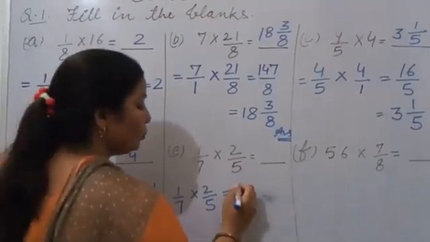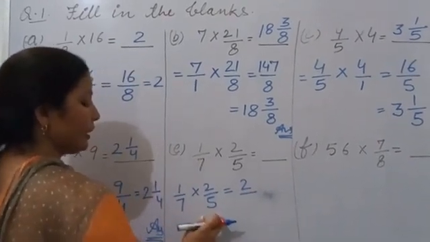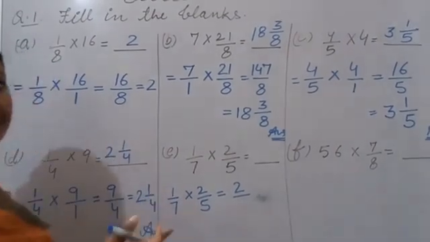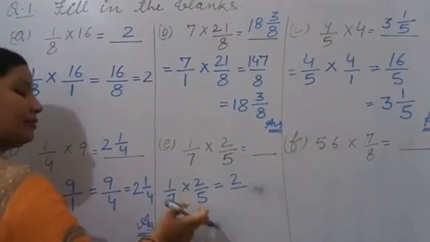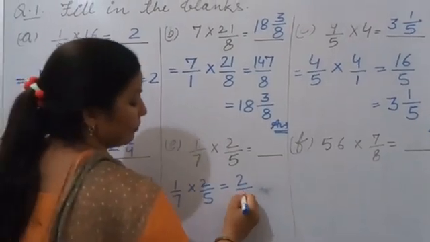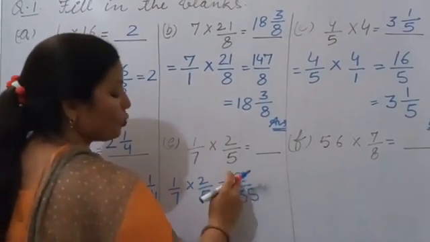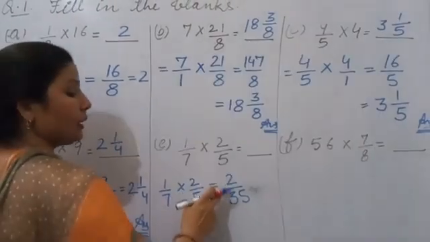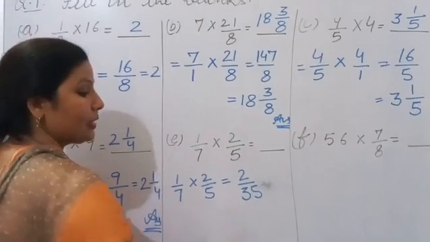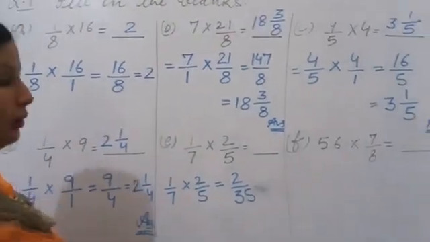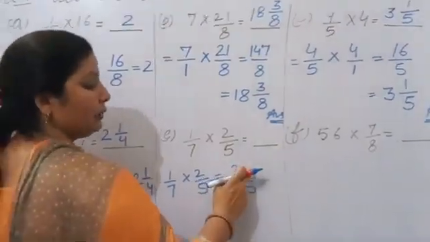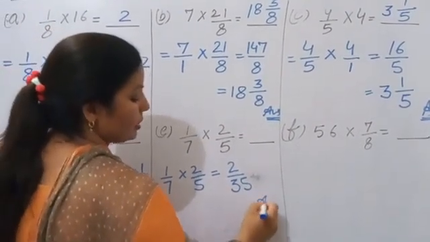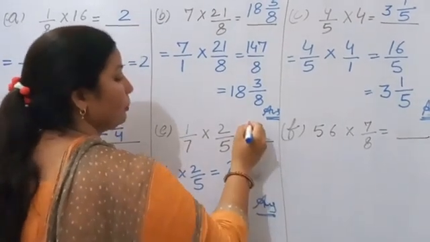2 ones are 2 and 5 sevens are 35. The 7 5s are 35. Both are the same because in multiplication 5 sevens are 35 and 7 5s are also 35. So it's 2 upon 35. It is a proper fraction. And you can see that in the 2 table we don't have 35 because 35 is an odd number. Okay. And 2 is an even number. So in the 2 table 35 will not come. So that's your answer. 2 upon 35.